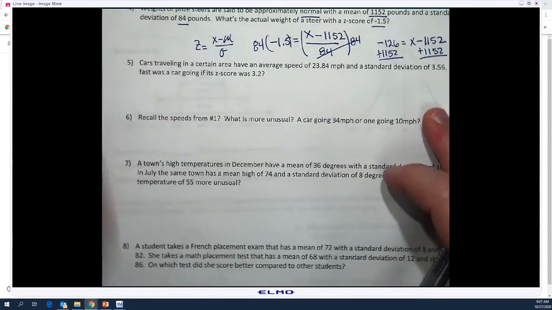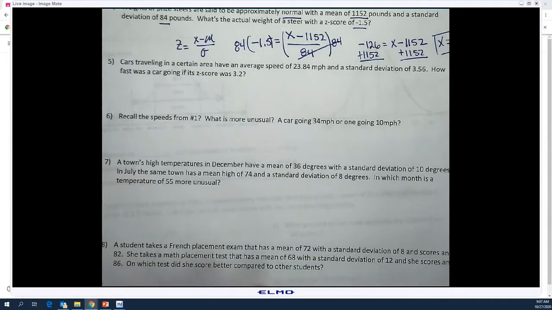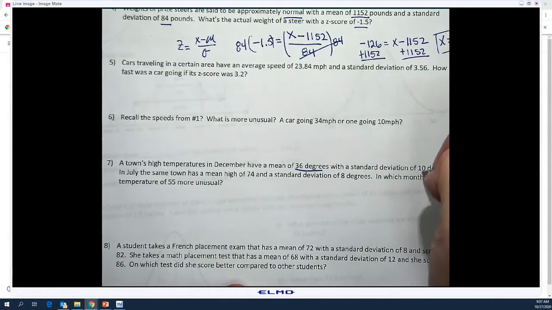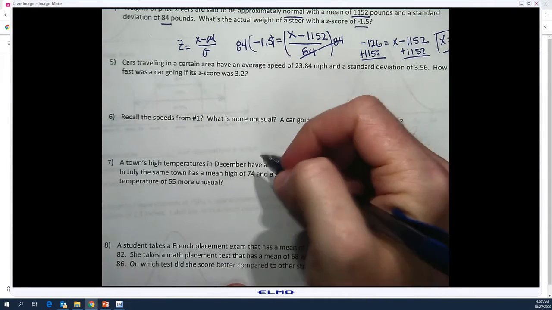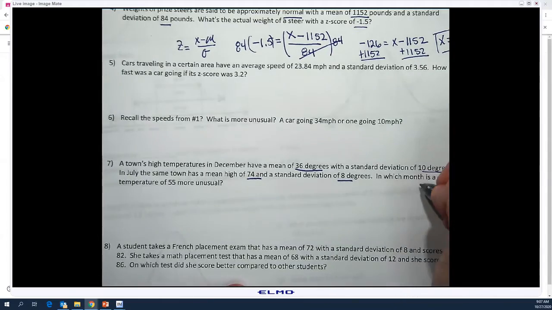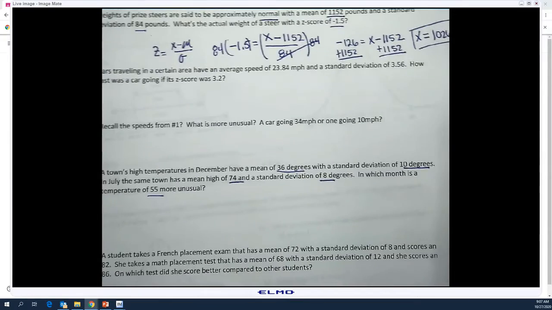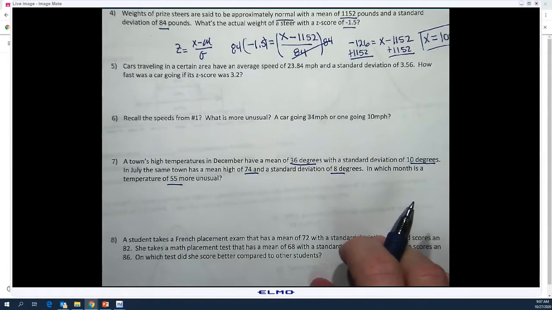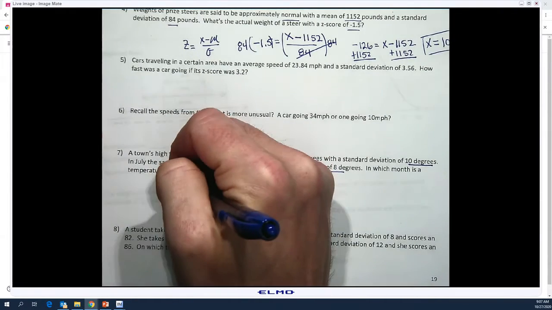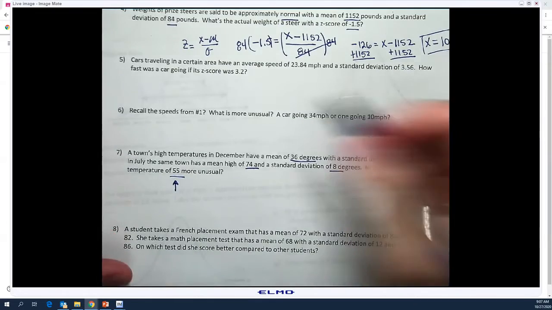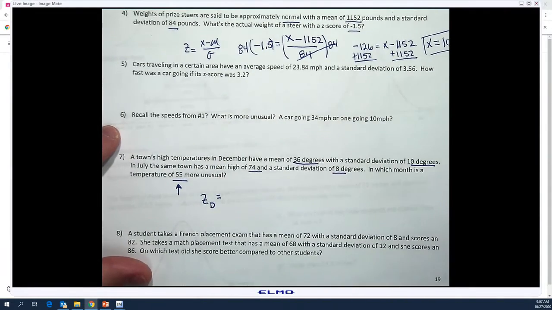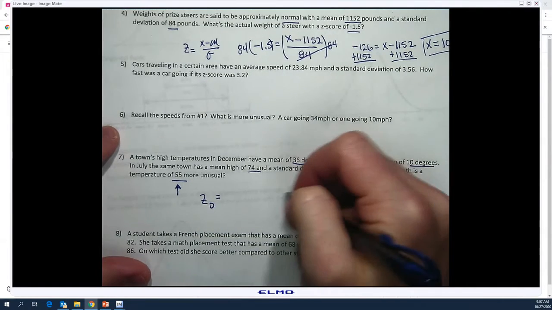Let's look at number 7 real quick, and then we'll move on to the empirical rule. A town's high temperatures in December have an average of 36 degrees, standard deviation of 10 degrees. In July, the same town has a mean of 74 and a standard deviation of 8. In which month is a 55-degree temperature more likely? So when you have 2 different populations and you want to see which one has a higher chance of getting this value, what we can do is find the z-scores from December and the z-score for, what was it, July.